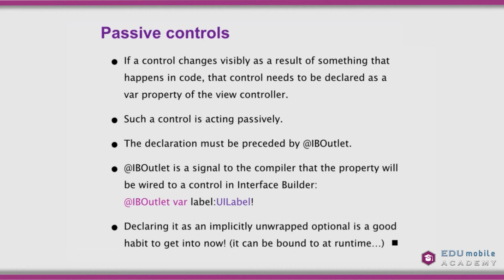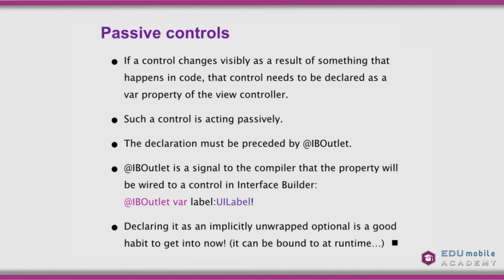So passive controls: if a control changes visibly as a result of something that happens in code, then that control needs to be declared as a var property of the view controller. It has to be a var, it cannot be a let. Such a control is acting passively. The declaration for that control must be preceded by @IBOutlet. And again, @IBOutlet is a signal to the compiler that the property will be wired to a control in Interface Builder.